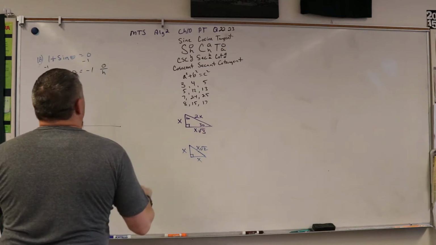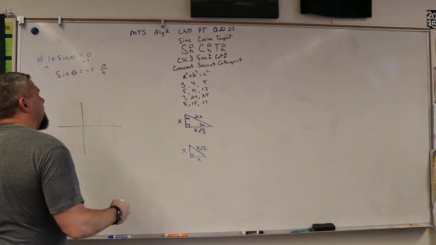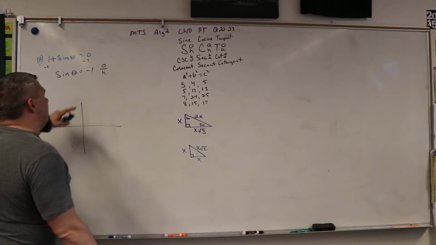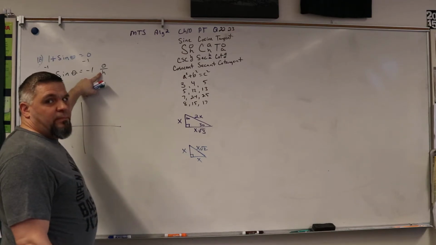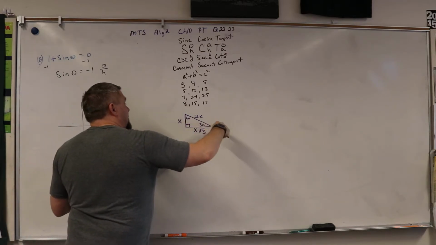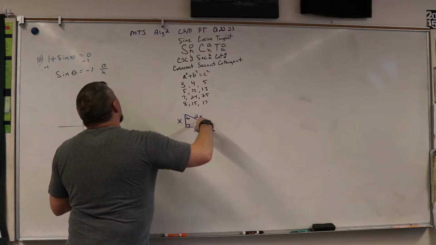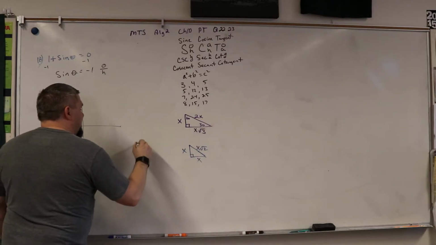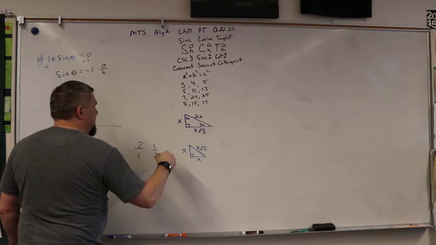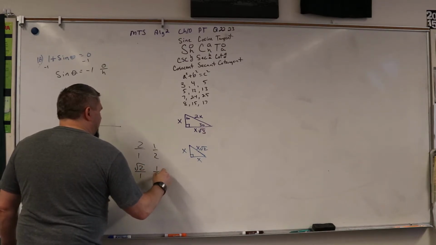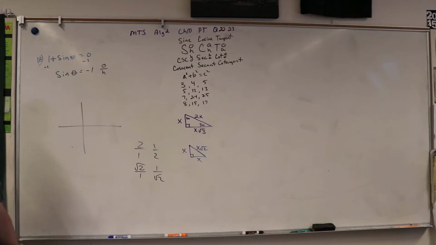So how am I going to get 1 from the opposite side and the hypotenuse? So we're talking about either 2 and 1, or 1 and 2, or the square root of 2 and 1, or 1 and the square root of 2. And none of those is giving me a 1, right?